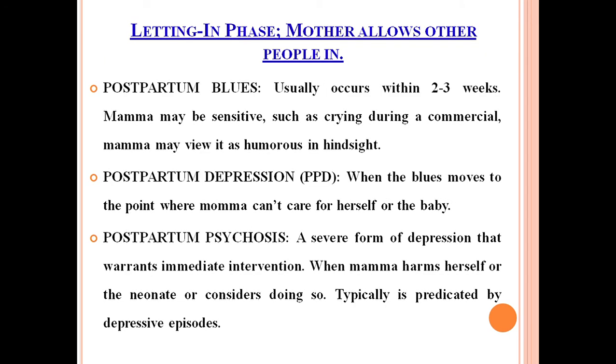Letting-go phase: the mother allows other people in. Postpartum blues usually occur within 2 to 3 weeks. The mother may be sensitive, such as crying during a commercial, and may review it as humorous in hindsight. Postpartum depression is when the blues move to the point where the mother can't care for herself or the baby. Postpartum psychosis is severe depression that warrants immediate intervention when the mother harms herself or the neonate or considers doing so, and is typically preceded by depressive episodes.